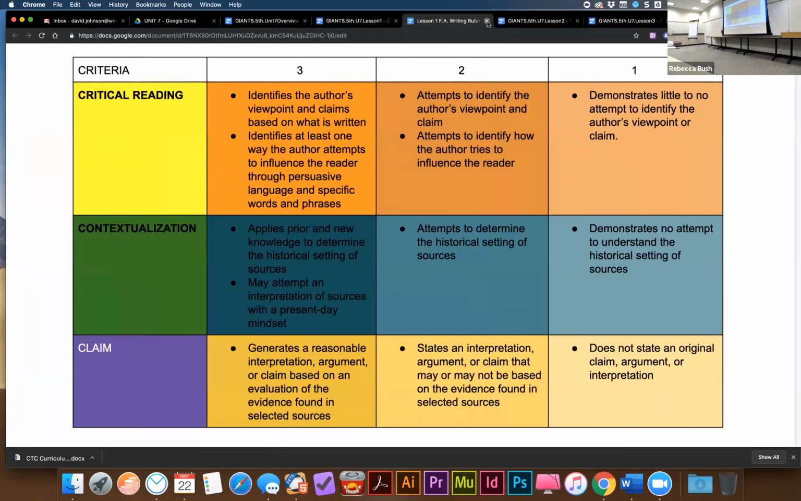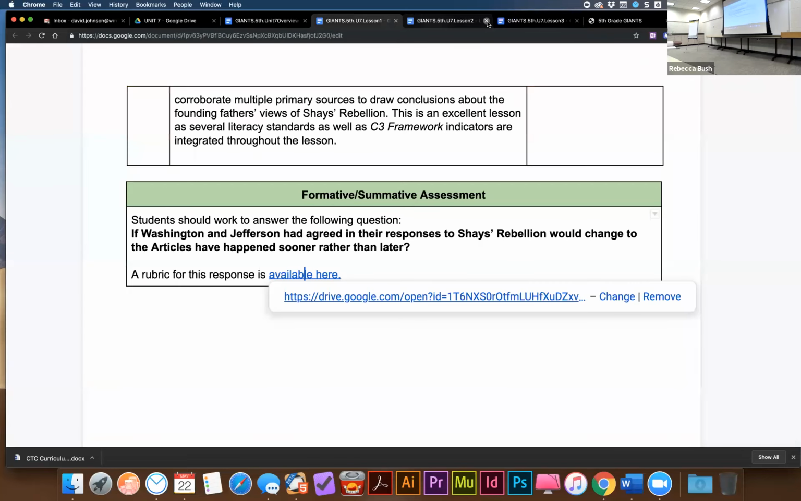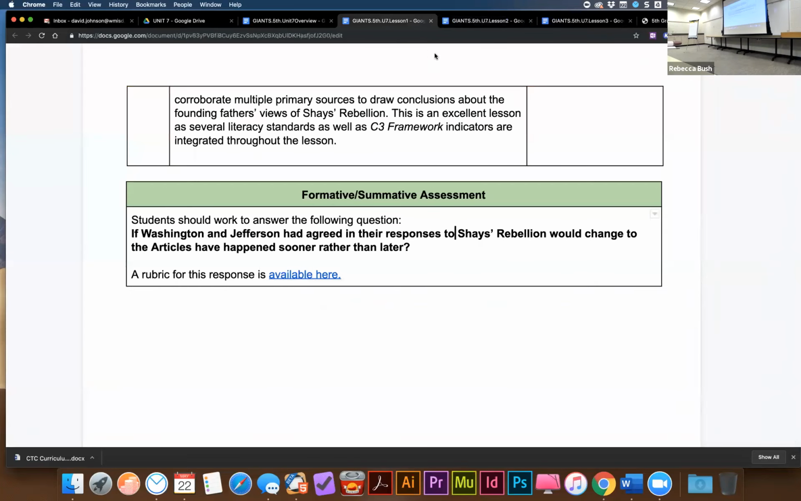Okay, so again, coming back to these really big issues that are coming up again and again that eventually lead to the realization that the Articles are too weak. All right. That's it.